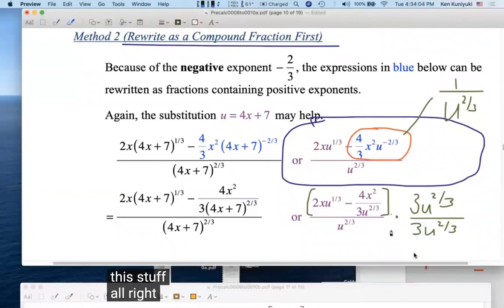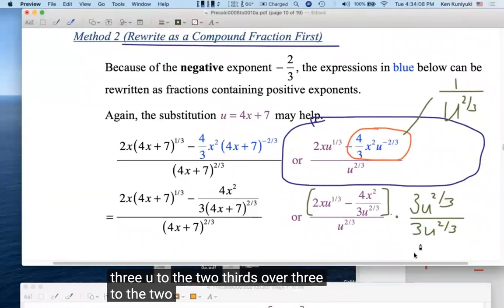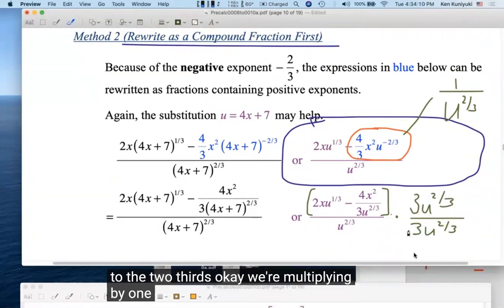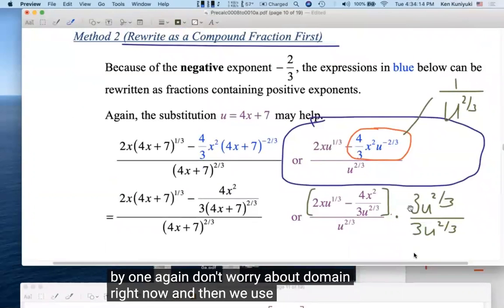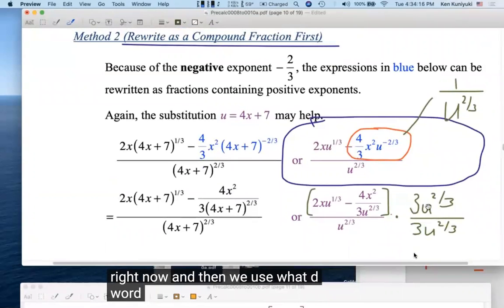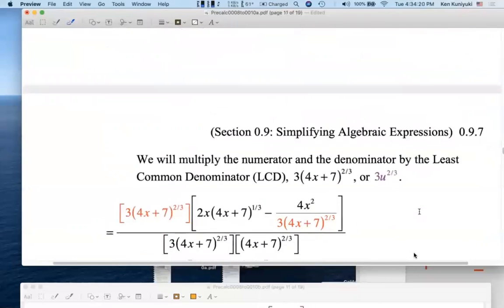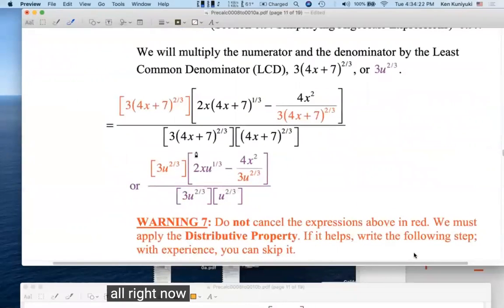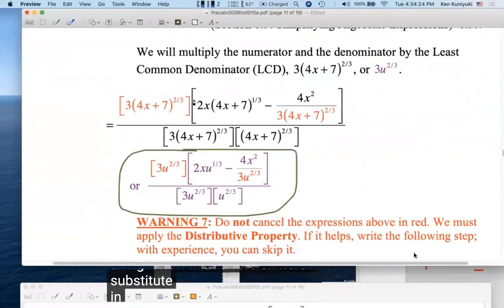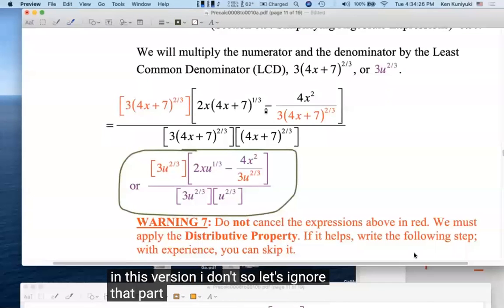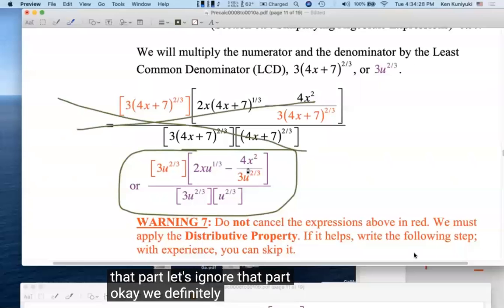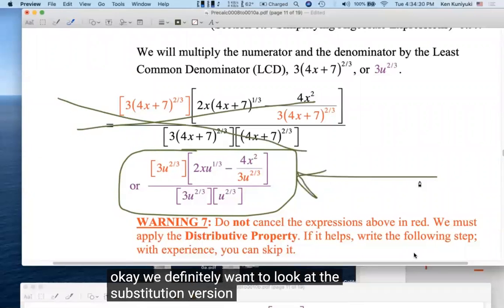All right. So anyway, we're multiplying by 3u to the 2/3 over 3u to the 2/3. Okay, we're multiplying by 1. Again, don't worry about domain right now. And then we use what D word? We can distribute. Now, in this version here, I substitute. In this version, I don't. So let's ignore that part. Okay, we definitely want to look at the substitution version over here.